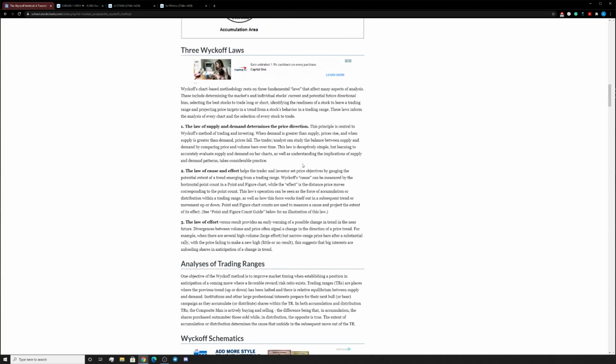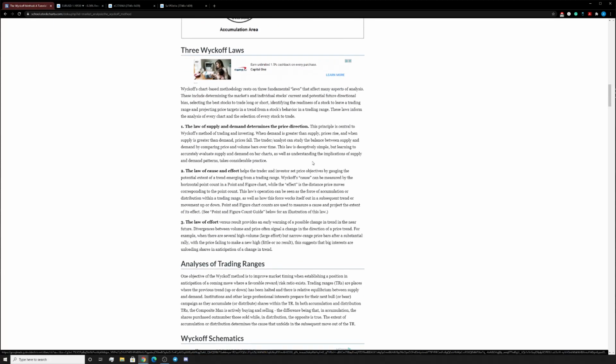As for the Wyckoff laws, there are three main laws: the law of supply and demand, the law of cause and effect, and the law of effort. Law number one, supply and demand. Supply is essentially the quantity present, and demand is the quantity demanded, the quantity that the consumer wishes to buy. So it's always an inverse correlation: as demand increases, supply decreases, and vice versa.